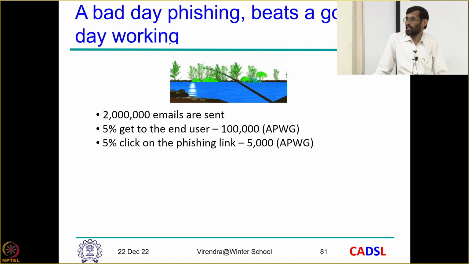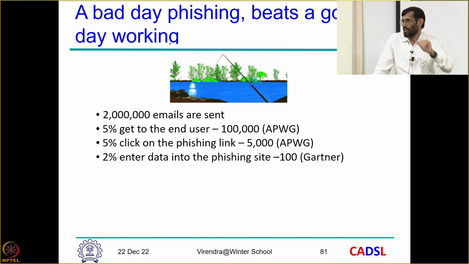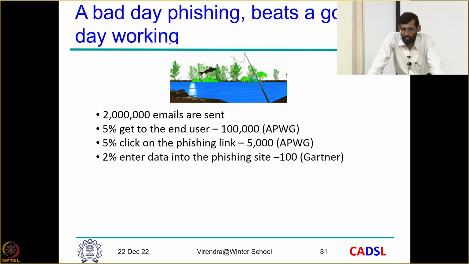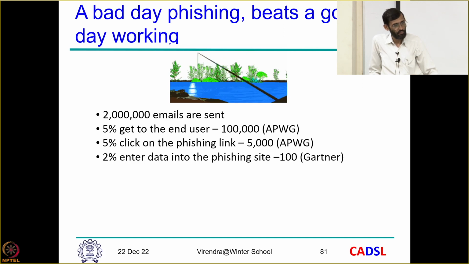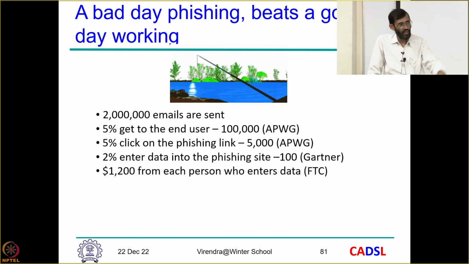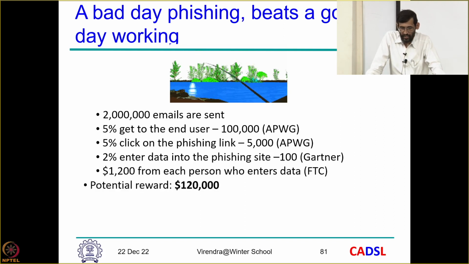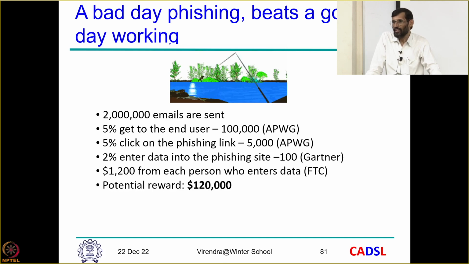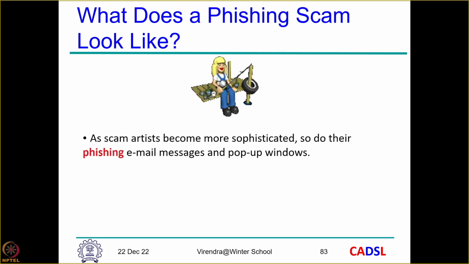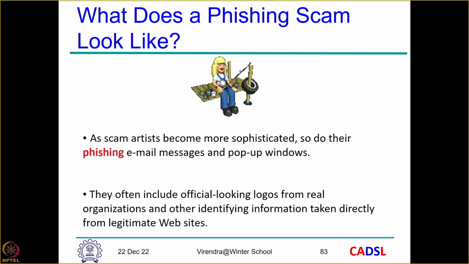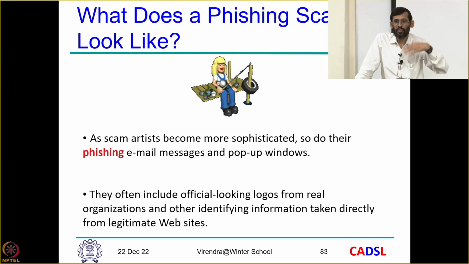That makes it 1 lakh valid users getting those phishing emails. Then say 2% enter user data into the phishing site. You go to ao1.com and enter your login and password, and your data can be key logged, and they can get the data. And assume that from each one they make something like $1,000. In that case, you can still get a good amount of money just by making this random attempt, right. So this says that a bad day in phishing can beat a good day at work. Perhaps by doing hard work you may not get as much as you can get by this. So, what does phishing look like? These were the old systems people were using. Now, it is becoming more and more sophisticated.